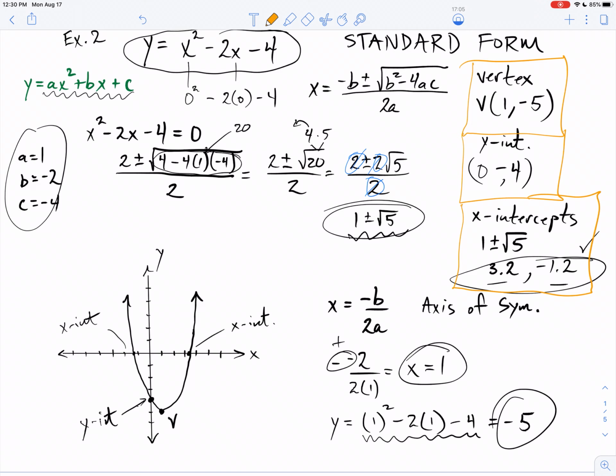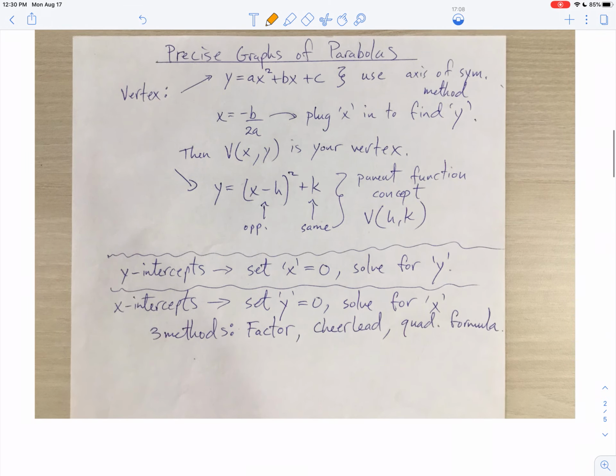So let me show you this set of rules that I outlined for you. It says precise graphs of parabolas. So you pause this, you take a picture of it, you've got it with you. If you want, you can print it out later or something, but you'll notice I broke it into 2 categories. If you have a format like this, and you want to find the vertex, use the axis of symmetry method. Use this formula, plug the x value you found into the original function to find y, then you've got a vertex.